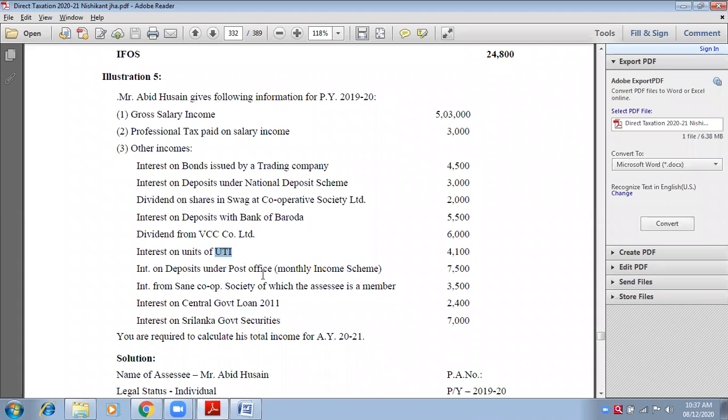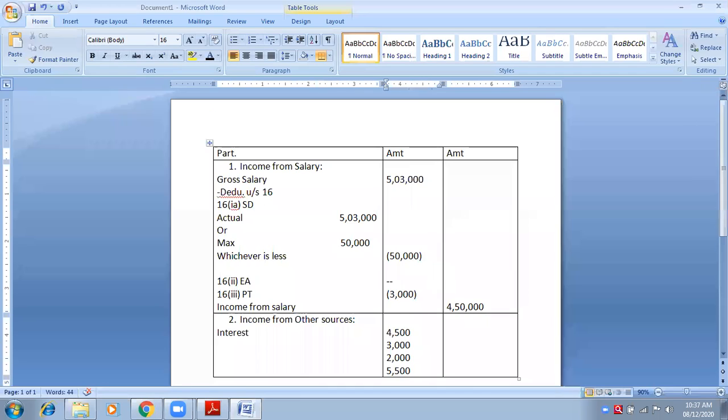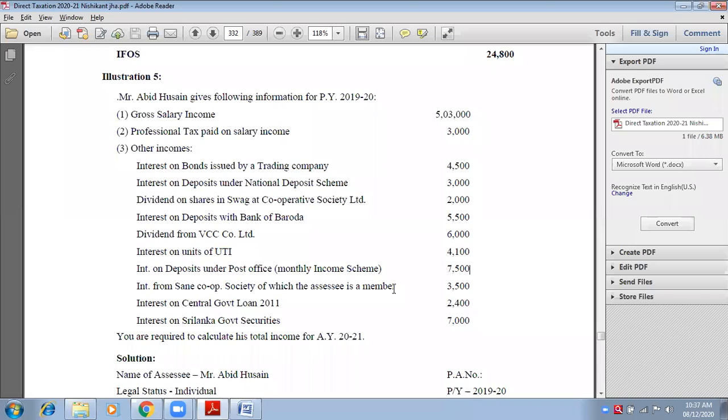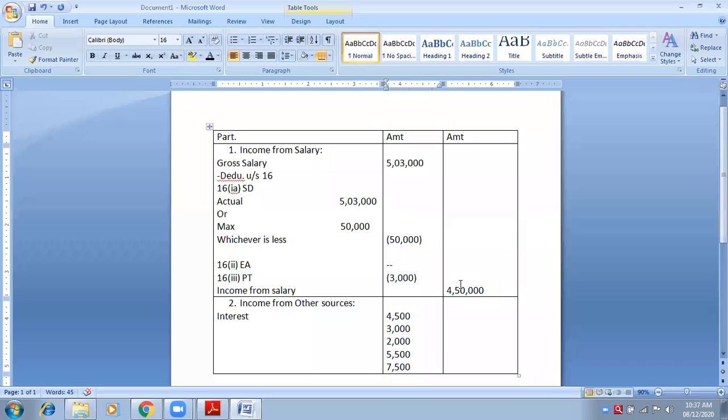Interest on deposits under post office monthly income scheme. See, I know it is related to post office, but because it is a monthly income scheme, it is taxable. Okay, 7500 will be taxable. Next. Income from Sane Cooperative Society of which he is a member. Fully taxable. Cooperative society, it's okay, but it is fully taxable. 3500.